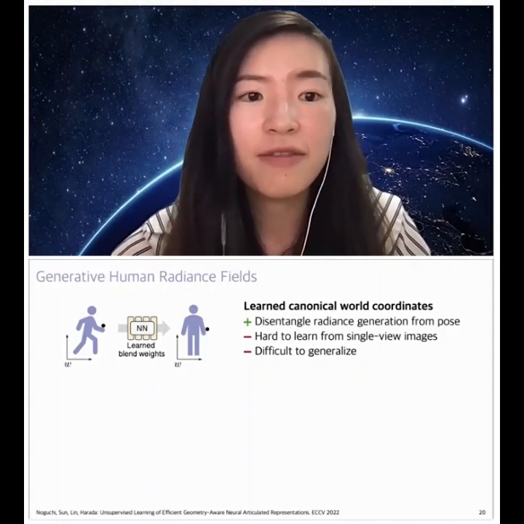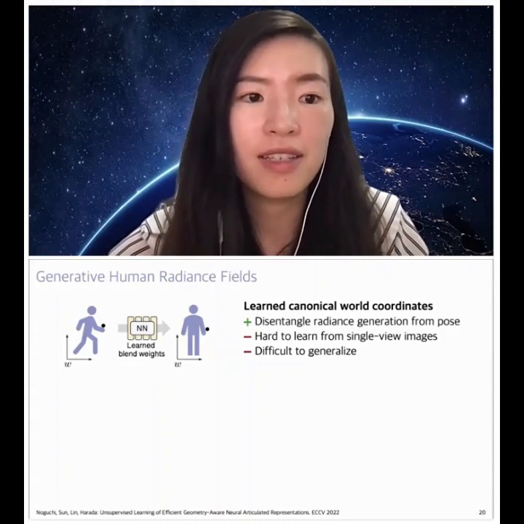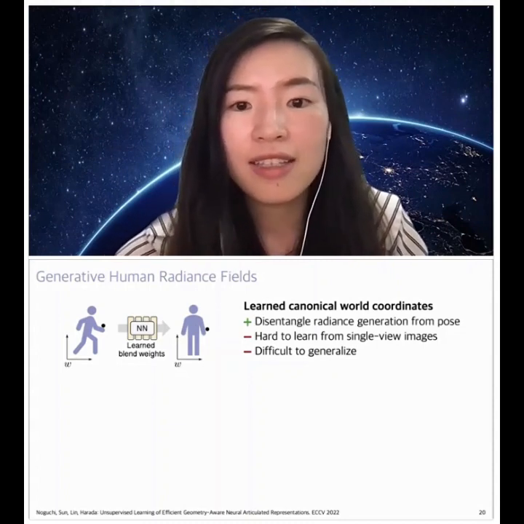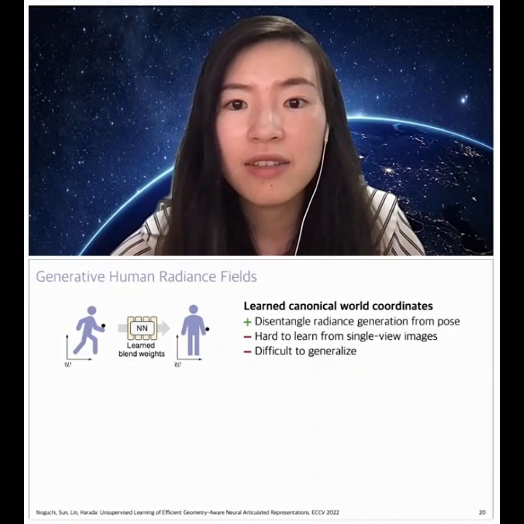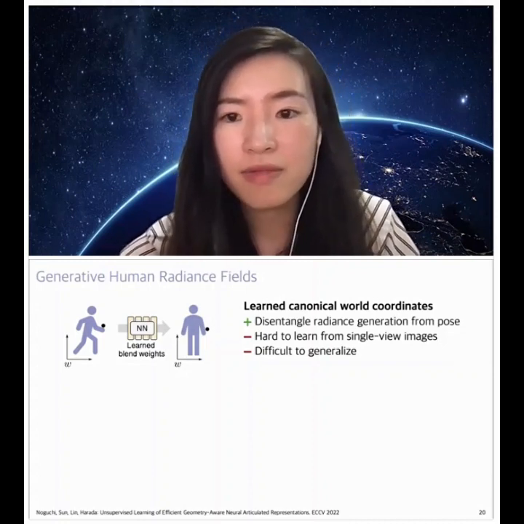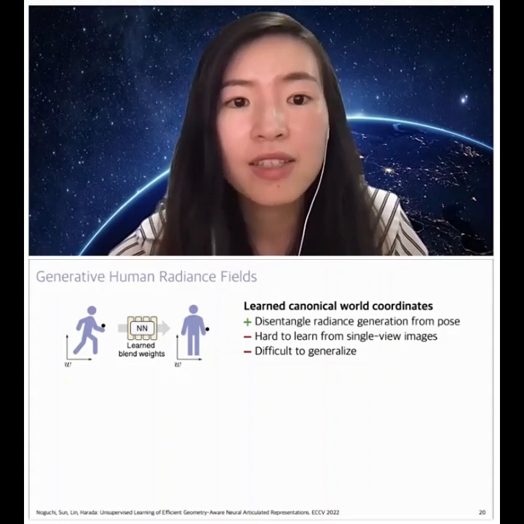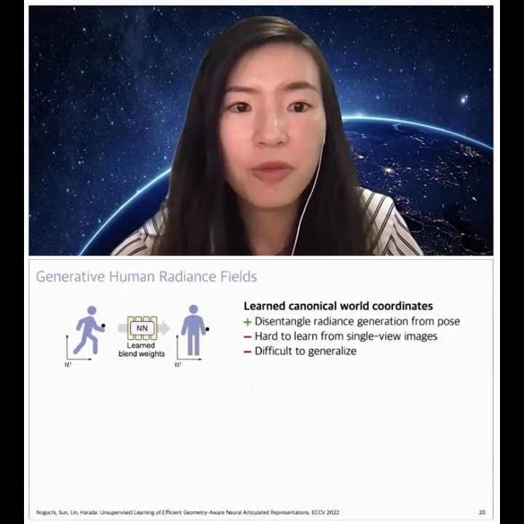The key difference is that now we have an additional degree of freedom, that is the human articulation. A straightforward idea is that if we can generate the radiance field independent of this human articulation, then this will simplify the task. Following this idea, there are already some works in this direction.